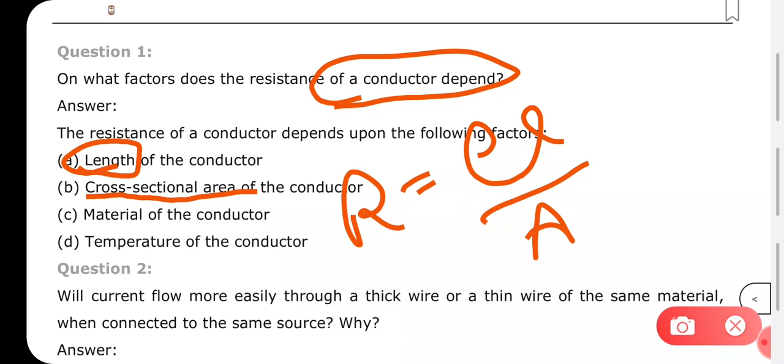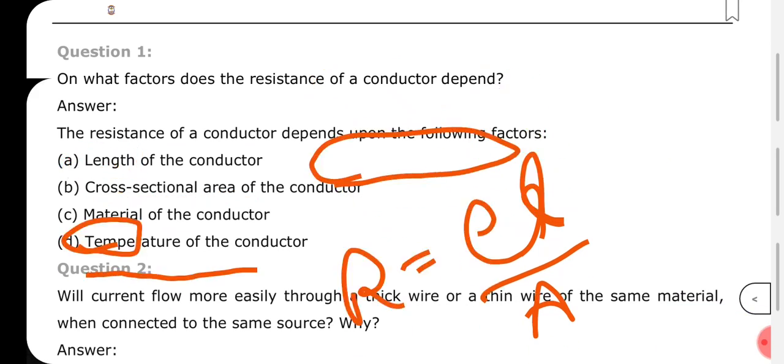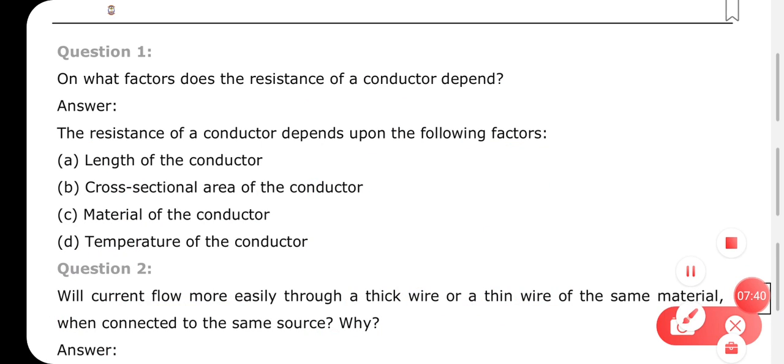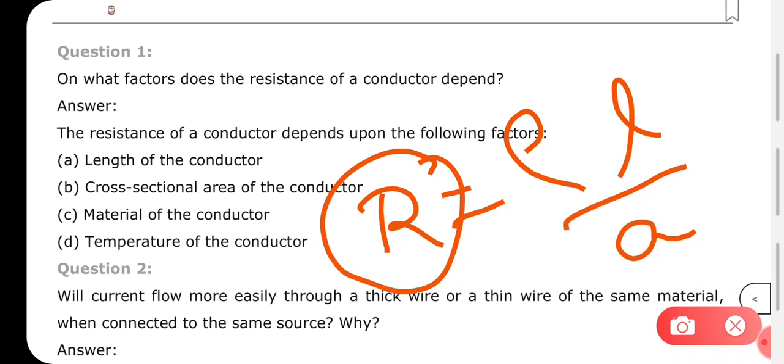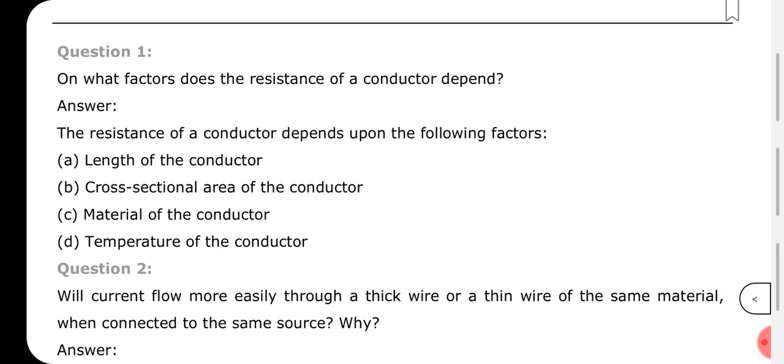This is rho, the resistivity constant, and this is L. I'll just write it again. R is equal to rho L divided by A, where A is the area of cross section. So more the resistance when there is less area, less resistance when there is more area. Then the material of the conductor, and also the temperature condition. So these are the conditions on which the resistance given by a conductor will depend.